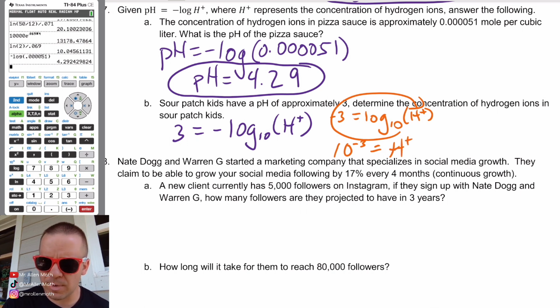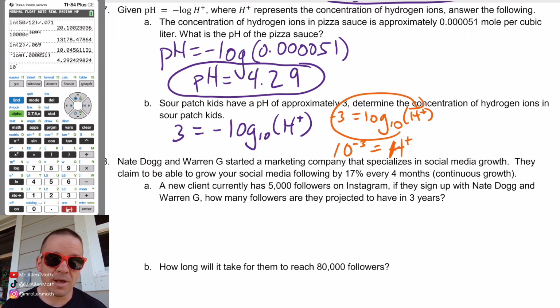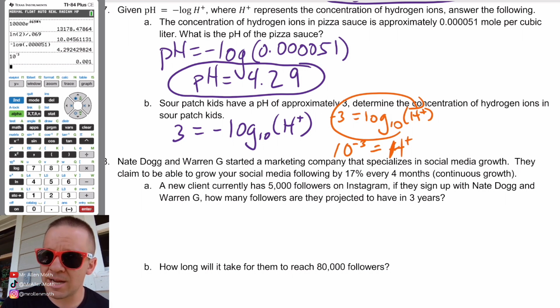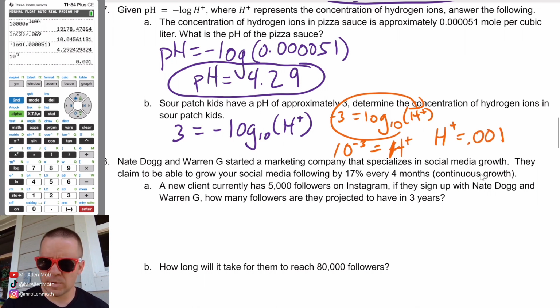My H and my plus are looking kind of similar. There we go. All right, so we're going to have 10 to the -3rd. Now if it's a little scary for you, you can raise it to the -3rd and we're going to get a few zeros there. Hit enter, 0.001. Nice, warm and fuzzy there, right? So H equals 0.001. Alrighty, let's continue on.